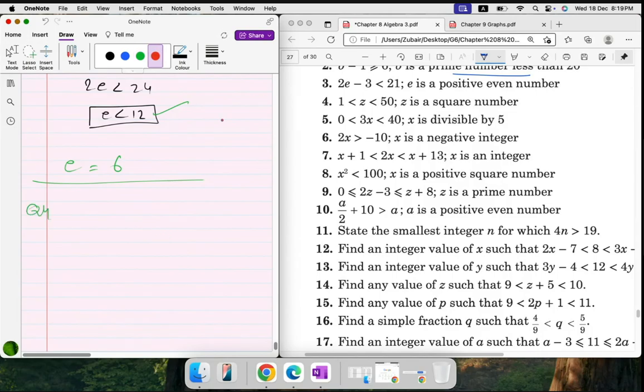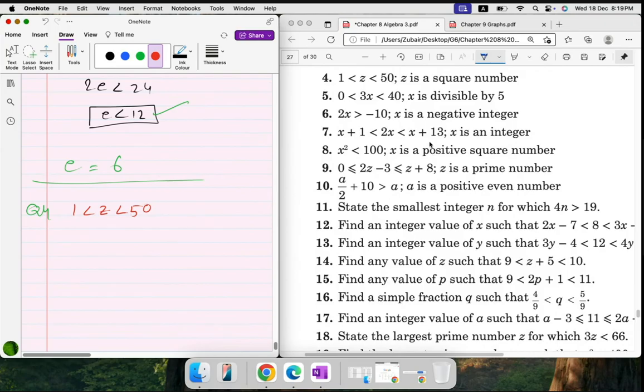Question number 4. 1 is less than z, z is less than 50. And it says z is a square number. So any square number between these two. 5 is not a square number. I mean, after squaring a number, the result should be a square number.